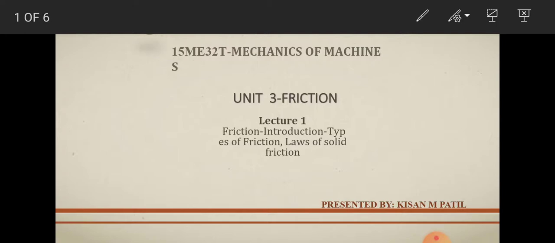Today, we'll be starting with the new unit, unit number 3, called friction. We already completed the 2 units, where every unit carries 30 marks. So, we have almost completed the 60 marks syllabus. Even this unit carries about 25 marks. So, when we see the weightage of the first 3 units, it is almost 100 marks. So we'll be starting with the third unit, called friction.